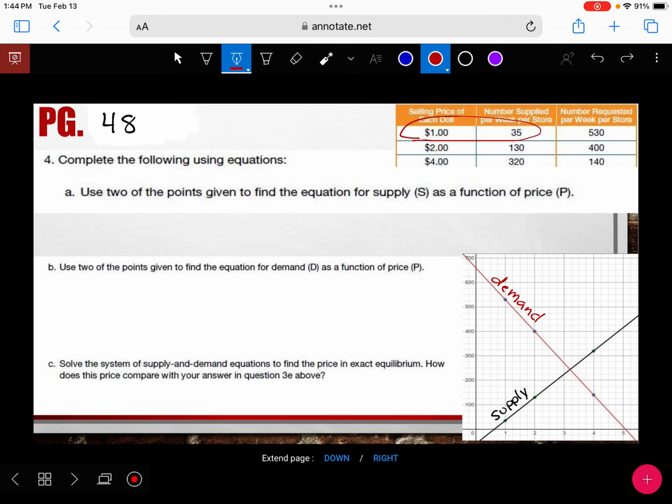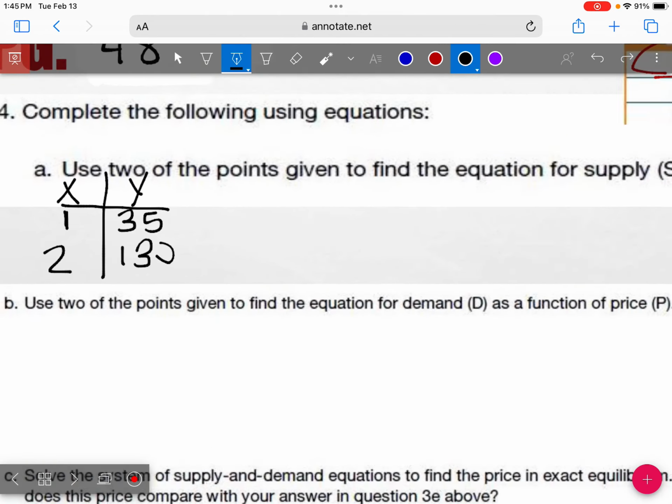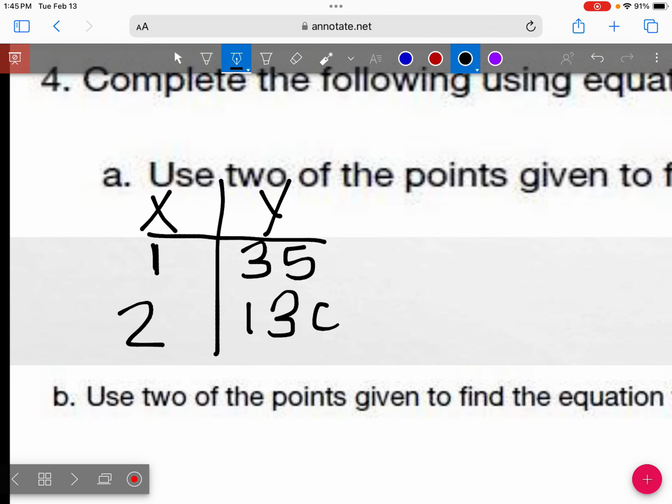And we're going to write these as ordered pairs, and I'm just going to put them kind of over here. Sorry, supply is the black line, so I'm going to use the black pen. We had our X's and our Y's. So on our supply line, we have an X of 1 with a Y of 35, and we had an X of 2 with a Y of 130. I've got to fix this screen. There we go.